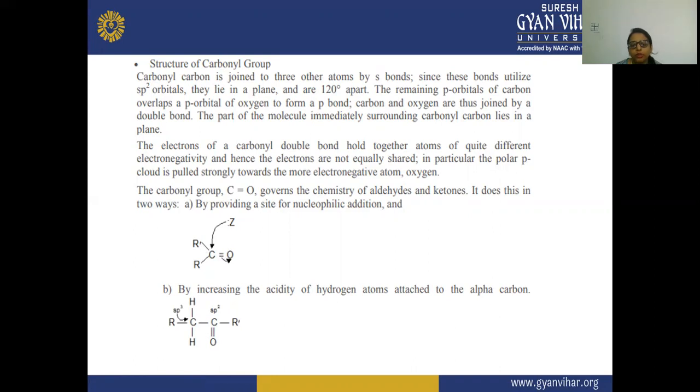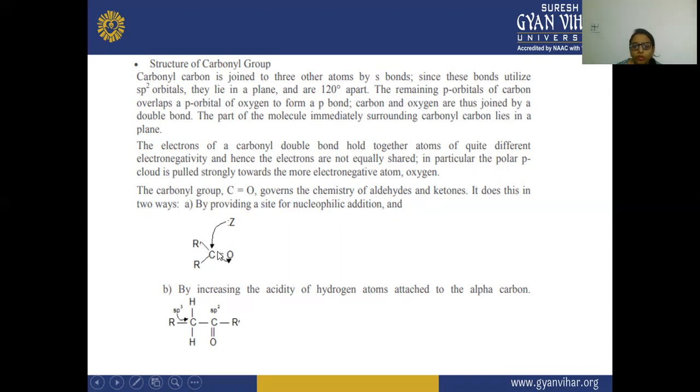So here the carbonyl group is joined to three atoms by sigma bonds, and since these bonds utilize sp2 orbitals, this carbon is sp2 hybridized. They lie in a plane and form a 120-degree angle. The remaining p orbital of this carbon and the p orbital of this oxygen overlap, so there is a formation of the pi bond, and the double bond is formed.